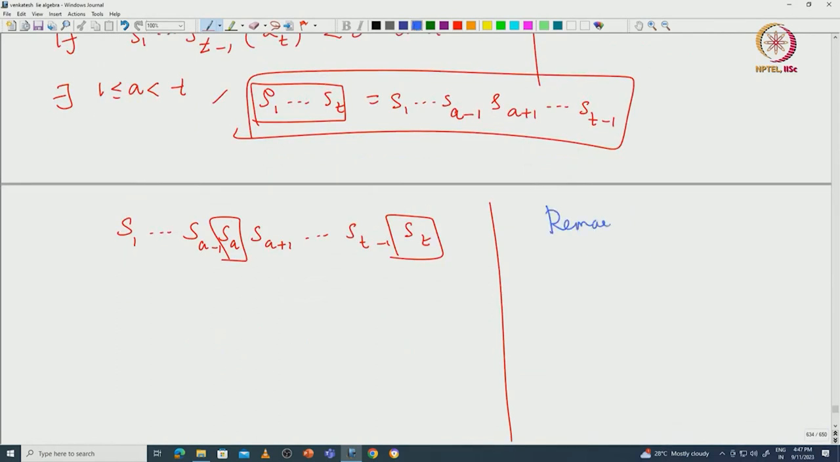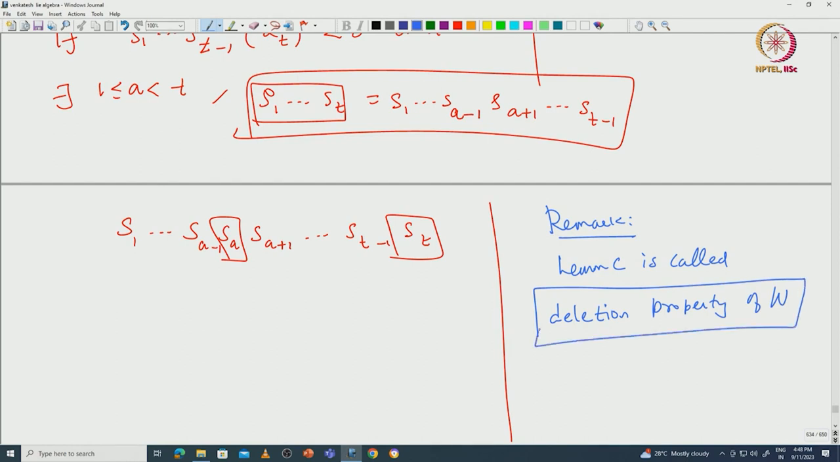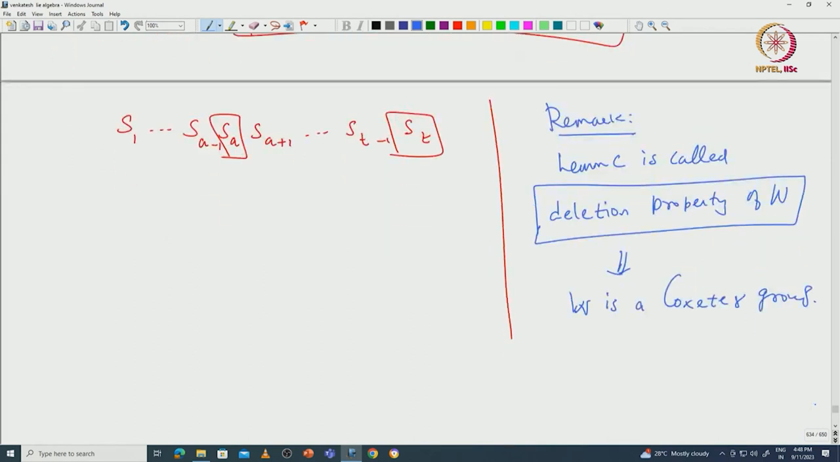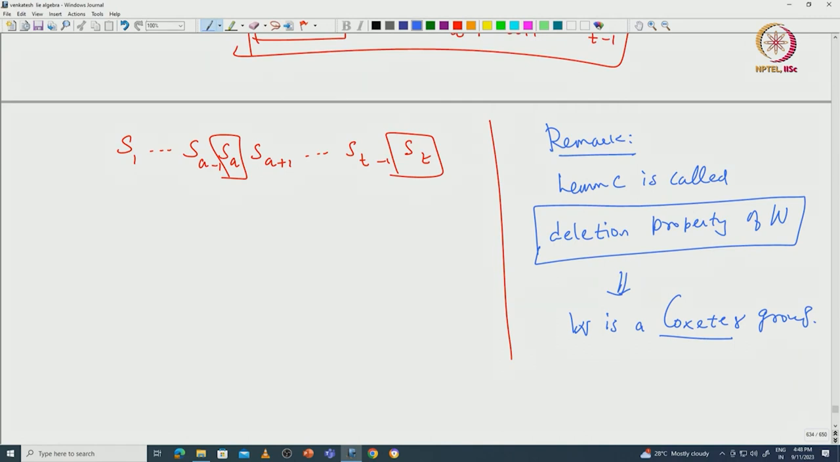So here is the remark: lemma C is called the deletion property or deletion condition for the Weyl group W, and this deletion property will imply W is a Coxeter group. Coxeter groups are groups that are generated by reflections. It is an abstractly defined group, so let us not get into the definitions now. Later, in one of the problem solving sessions, I will prove that the deletion property indeed gives us W being a Coxeter group, which is not very important for this course, which is why I do not want to do it now.